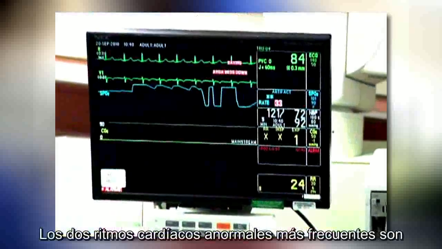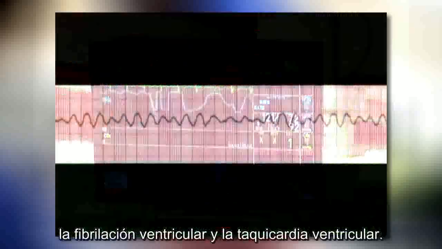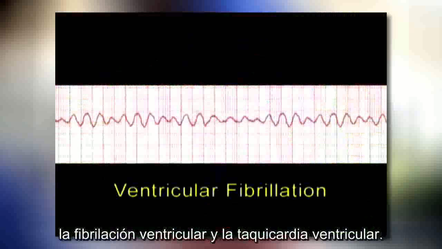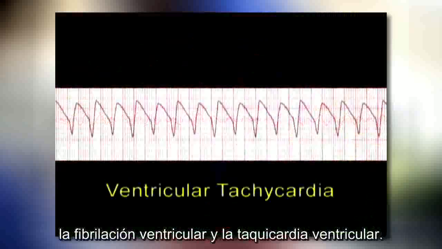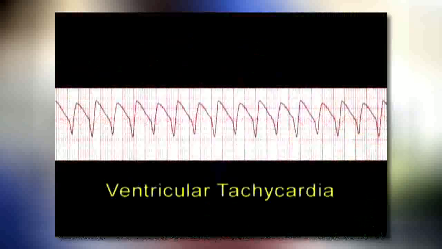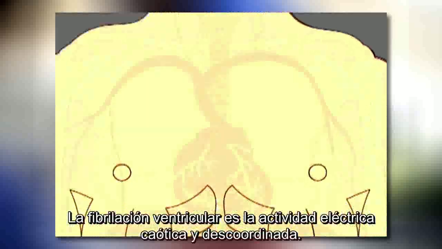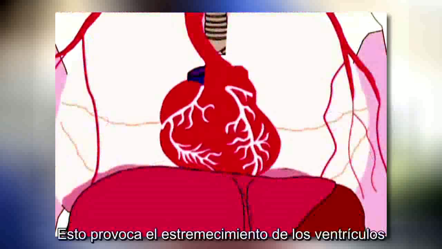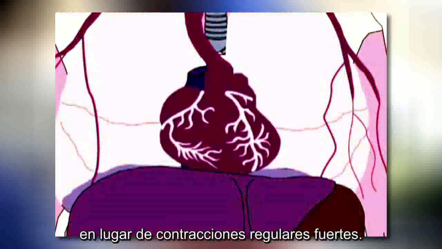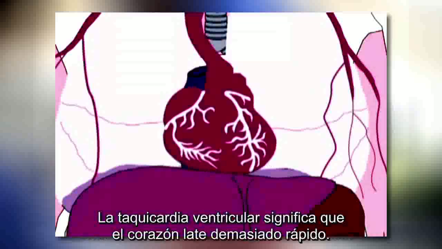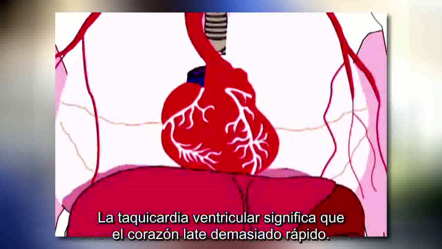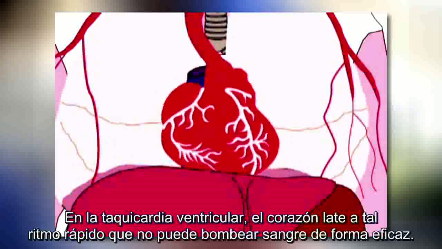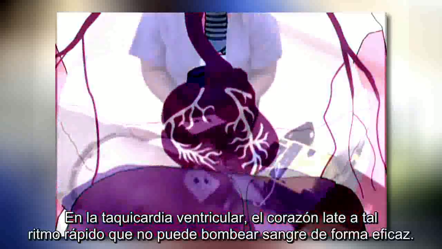The 2 most common abnormal heart rhythms are ventricular fibrillation, or VFib, and ventricular tachycardia, or VTach. Ventricular fibrillation is chaotic, uncoordinated electrical activity. VFib results in quivering of the ventricles instead of strong, regular contractions. Ventricular tachycardia means the heart beats too fast. In VTach, the heart beats at such a rapid rate that it cannot pump blood effectively.